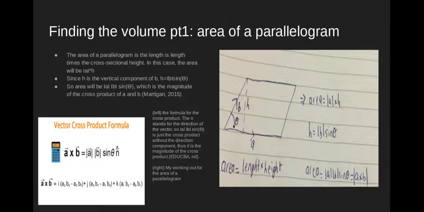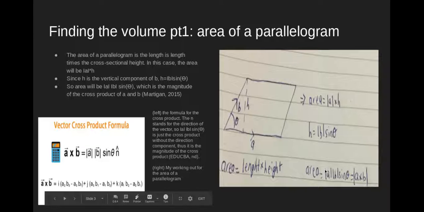And so you see over here that this height is the vertical component of B, meaning that it's the sine component of the modulus of B. Because this is a right angle triangle, sine of theta will be equal to h over the modulus of B. It is the opposite over the hypotenuse. So if you rearrange it, you get h is equal to modulus of B times sine of theta. Now you substitute this h into area equals modulus of A times h, and you get the result as modulus of A modulus of B sine theta.